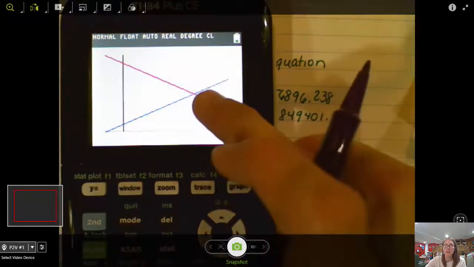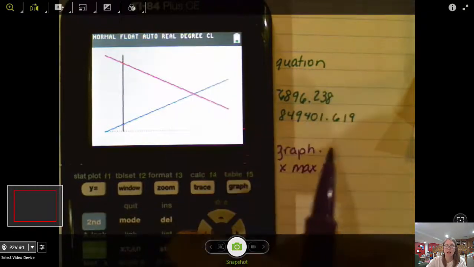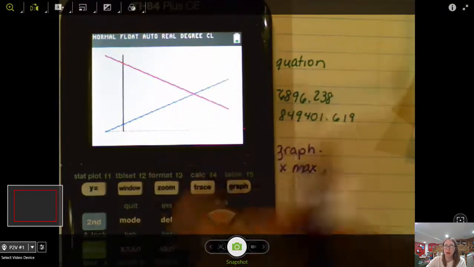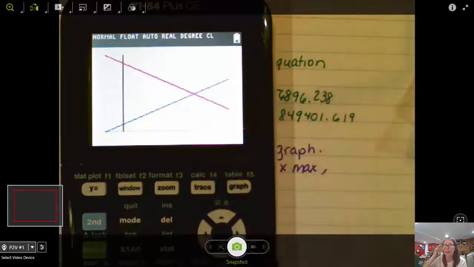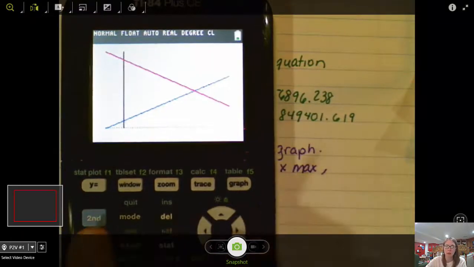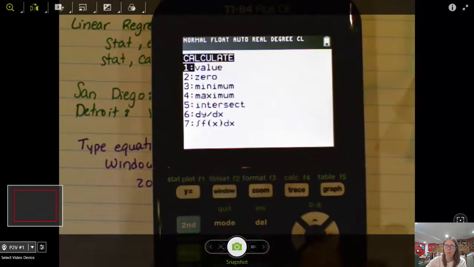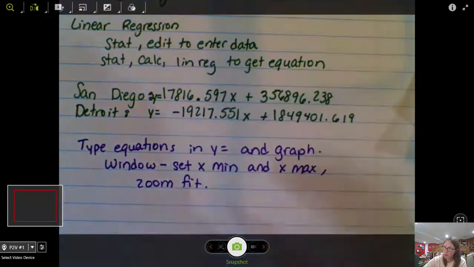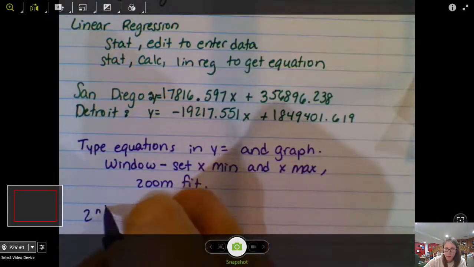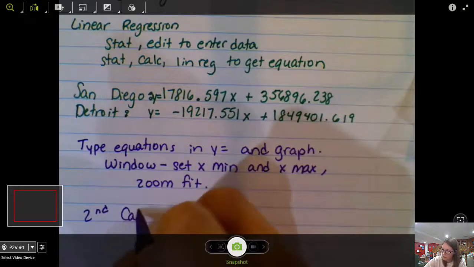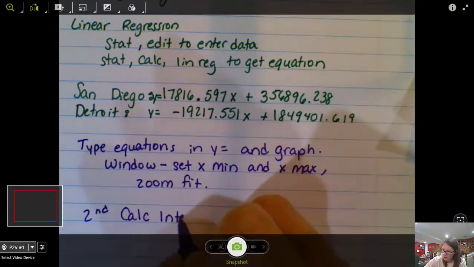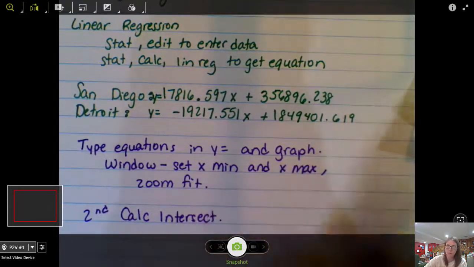All right, my intersection point's here. Now I could estimate about what it is, but I could also have my calculator figure out that intersection point for me. Here's what I want to do. I go to second, calc, intersect.